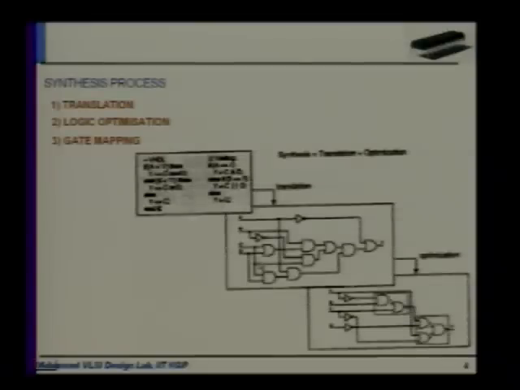The synthesis process has three parts. First is the translation, second is the logic optimization, and third is the gate mapping. We will talk a little bit about what these things are. In this figure, you can see there is a Verilog code. When A is 1, the Y should be C and D. Else, if B is 1, Y should be C or D. Else, Y is equal to C.